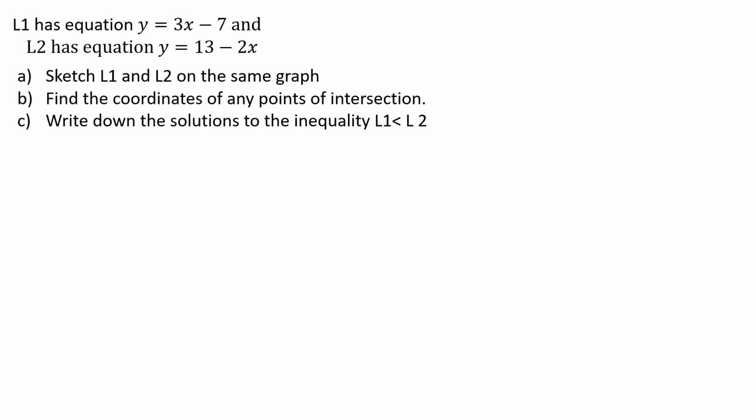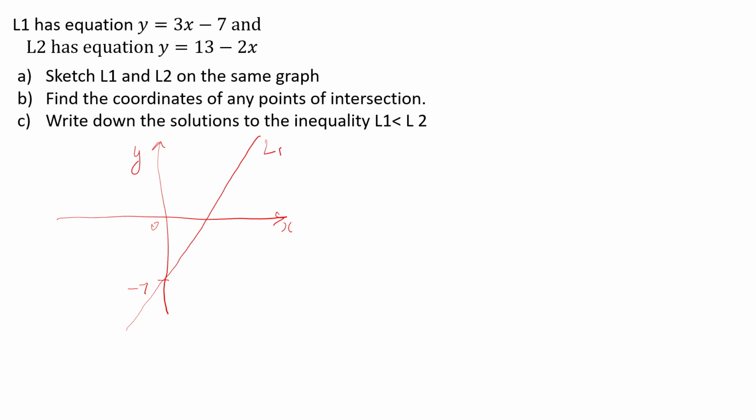So first we need to draw the axes, x-axis and y-axis. L1, y-intercept is negative 7. When x equals 0, y equals negative 7. And the gradient is positive 3. So label it. This is L1.